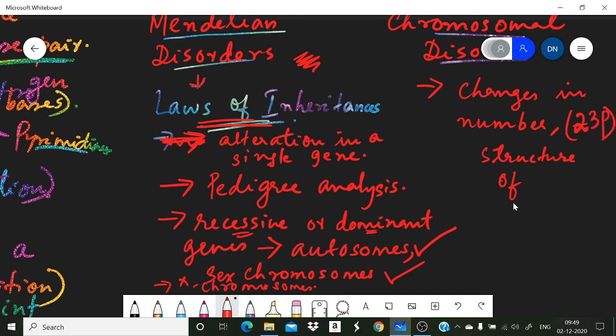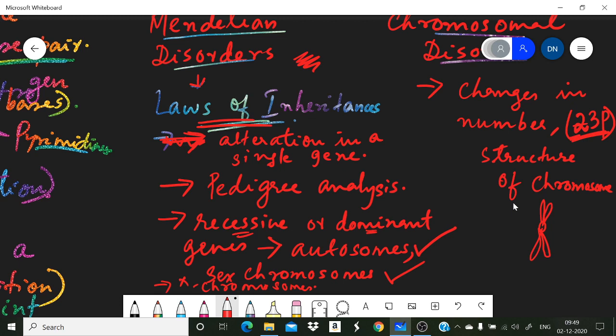Changes in the number of chromosomes, that is, in human beings the normal number is 23 pairs of chromosomes. So if there occurs any change in the number of chromosomes, that may lead to chromosomal disorders. And if there occurs any change in the structure of chromosome, that may also lead to chromosomal disorders. Suppose this is a chromosome with a centromere, and here the structure of the chromosome changes.